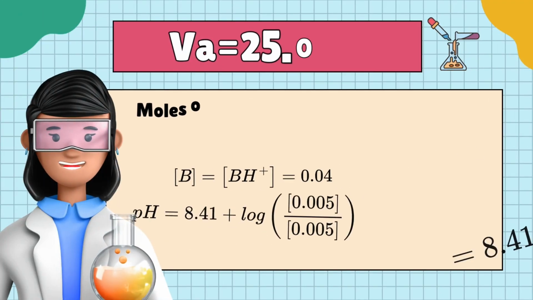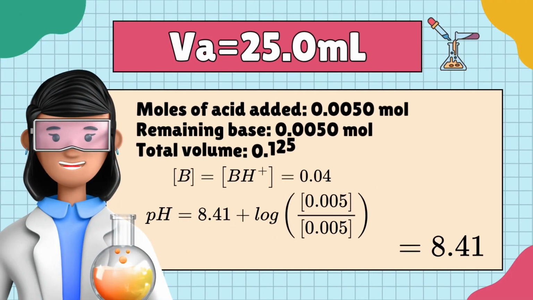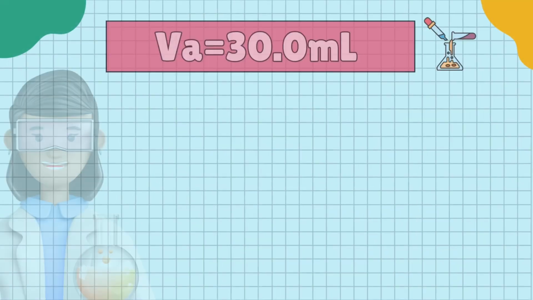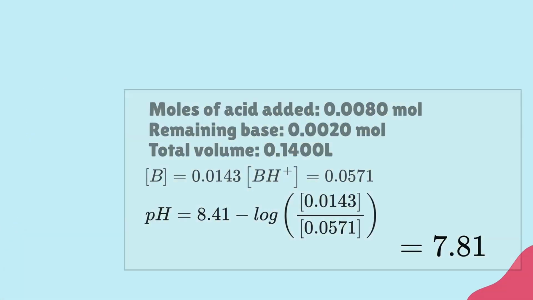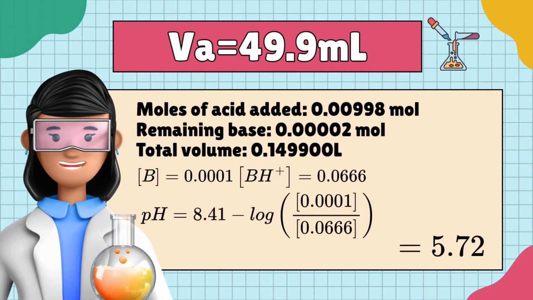Now at 25 mL, we are halfway to the equivalence point. The amount of acid and remaining base is exactly the same, and we obtain the pH value of 8.41. The same method of calculation is applied at the volumes of 30 mL, 40 mL, 49 mL, and 49.9 mL in order to obtain the pH values.